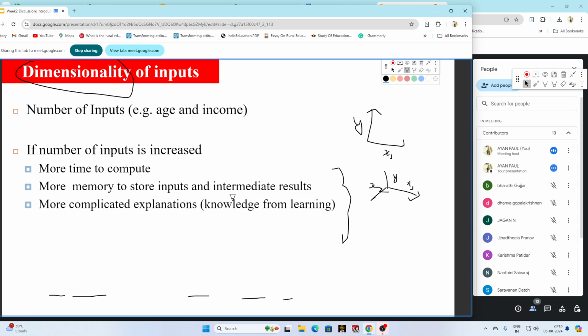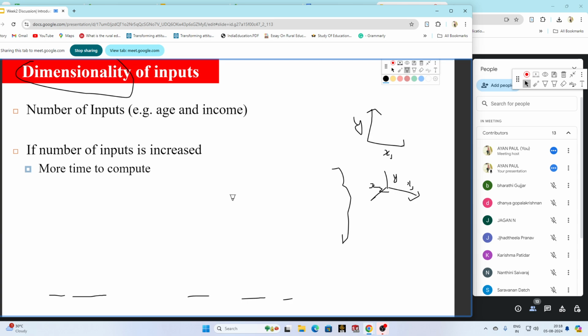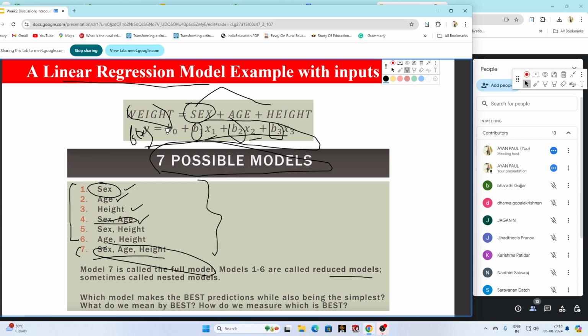Okay, third problem, more complicated explanation. Because in machine learning, we are not just making a model, we also want to interpret the model. That means we are interested in how much the weight is dependent on sex, and how we can interpret it by this coefficient beta or beta 1 or b1. That means how much the weight is dependent on sex, on age, on height. Okay, so we can interpret it.